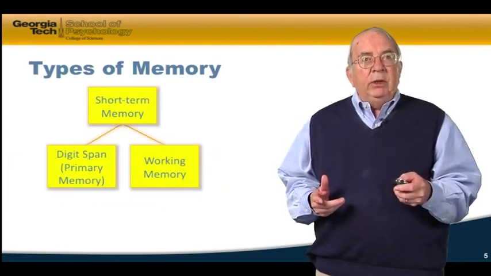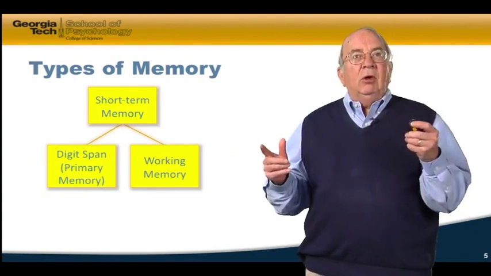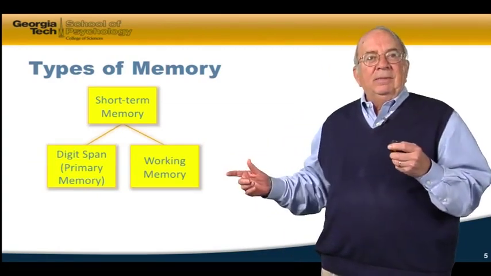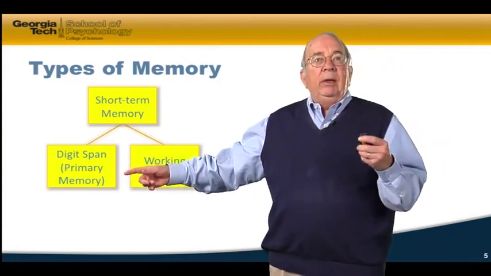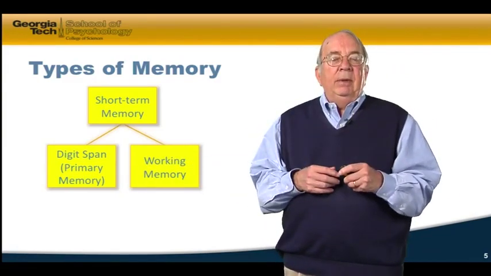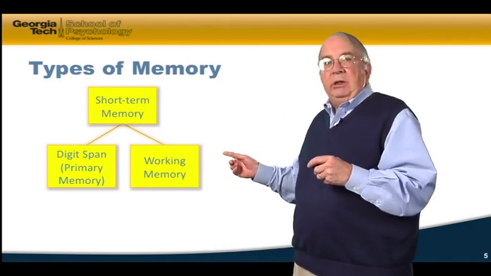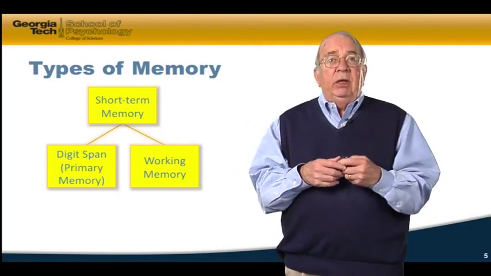Now, there are different kinds of short-term memory also, and some debate about whether it actually is something called primary memory, but clearly we have a digit span. How much can we keep in mind at one time? And then more commonly used is working memory, the short-term processing of information that we do.